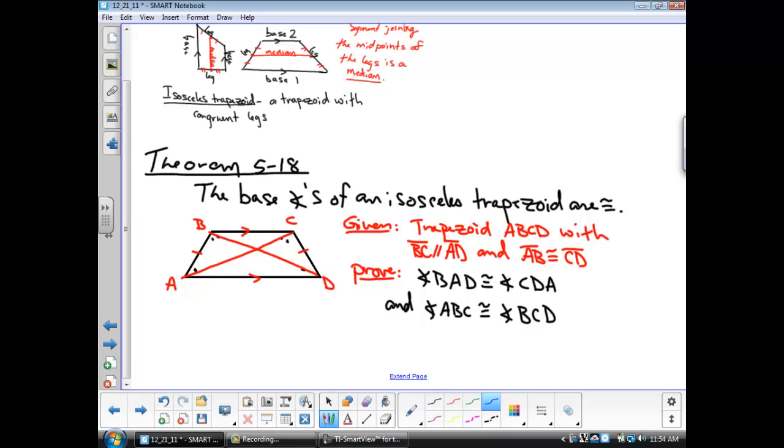You know what? I think I'm doing this the hard way. Let's do it the easy way. I don't have to prove congruent triangles. I'm going to erase the diagonals.